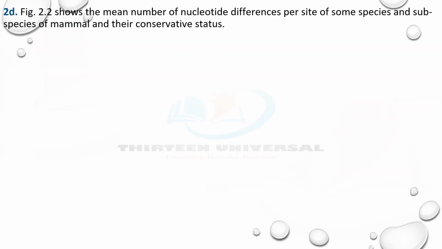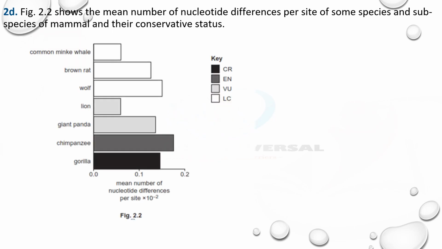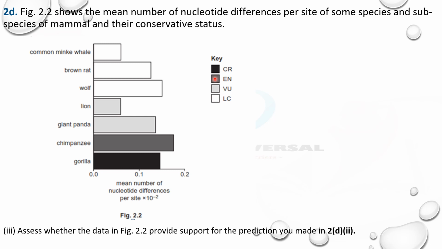Fig 2.2 shows the mean number of nucleotide differences per site of some species of mammal and their conservation status. All right, that's it. This is the mean number of nucleotide differences per site. That's the organism. This is the conservation status. You can see that. All right, assess whether the data in Fig 2.2 provide support for the prediction you made in 2D. 2D says the lower the genetic variation, the higher the conservation status, the more threatened. So does this support it? Pause this video and try to solve it, guys.